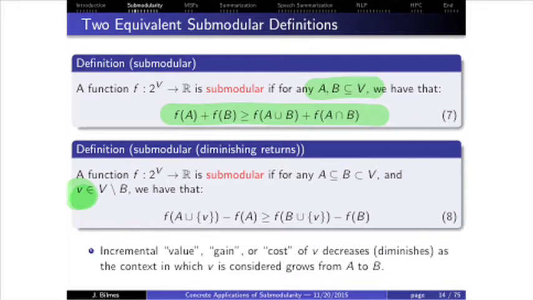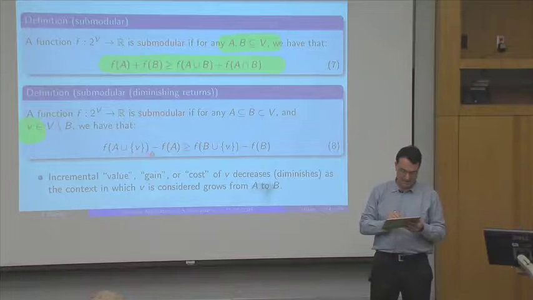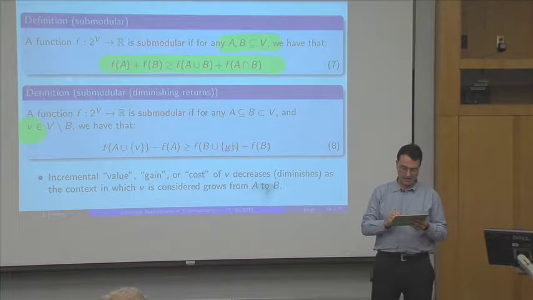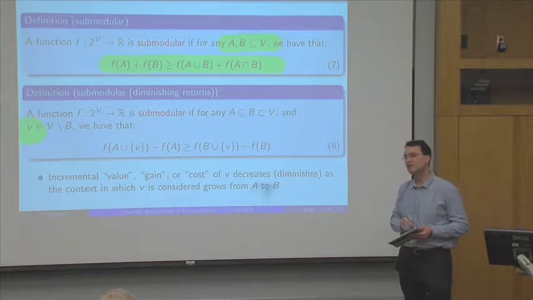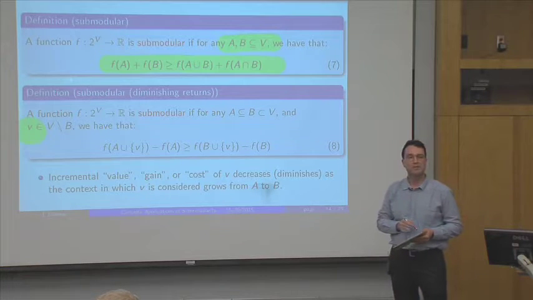So let's say you start with set A. You don't have V, and so this is the increase in value in gaining V over A. And so that's greater than the increase in value of V over B, where it's the case that B is a superset of A. So this is the idea of diminishing returns. What you don't have becomes less valuable as you get more stuff.